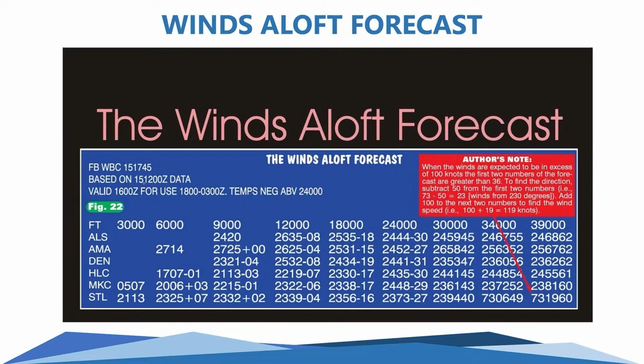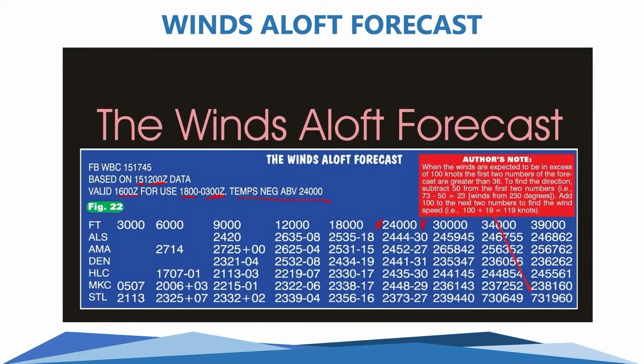So very simply, this entire forecast example here is based on the 15th day at 1200 Zulu, the data from that time period, but it's valid at 1600 Zulu to be used between 1800 and 0300 Zulu. Okay, so if you're flying between 1800 and 0300 Zulu, then this is the data that you'd want to use. The other thing to note is that temperatures above 24,000 feet, basically right here, everything above 24,000 feet is going to be assumed to be a negative number, okay?